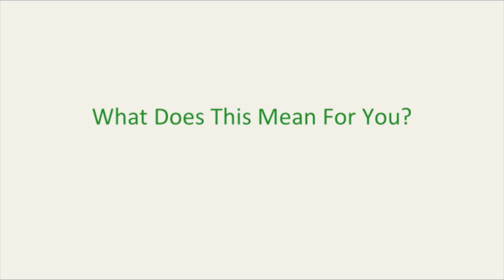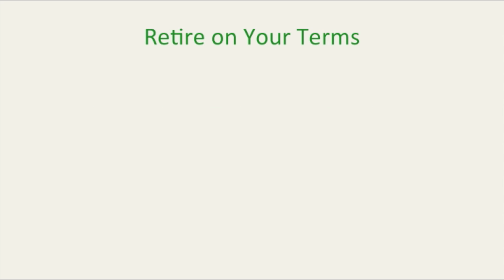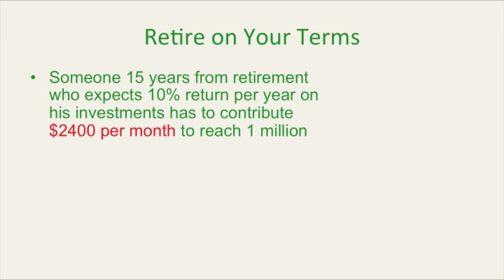So what does all this mean for you in your life? Okay, well, most of all, if we go back to retirement, this is going to help you retire on your terms. So, for example, someone who's 15 years from retirement and never saved a dime in their life. So they've been out having fun, partying, going on vacations, never saved any money. And then they finally realize, hey, I'm going to retire in 15 years. Maybe I want to save some money.